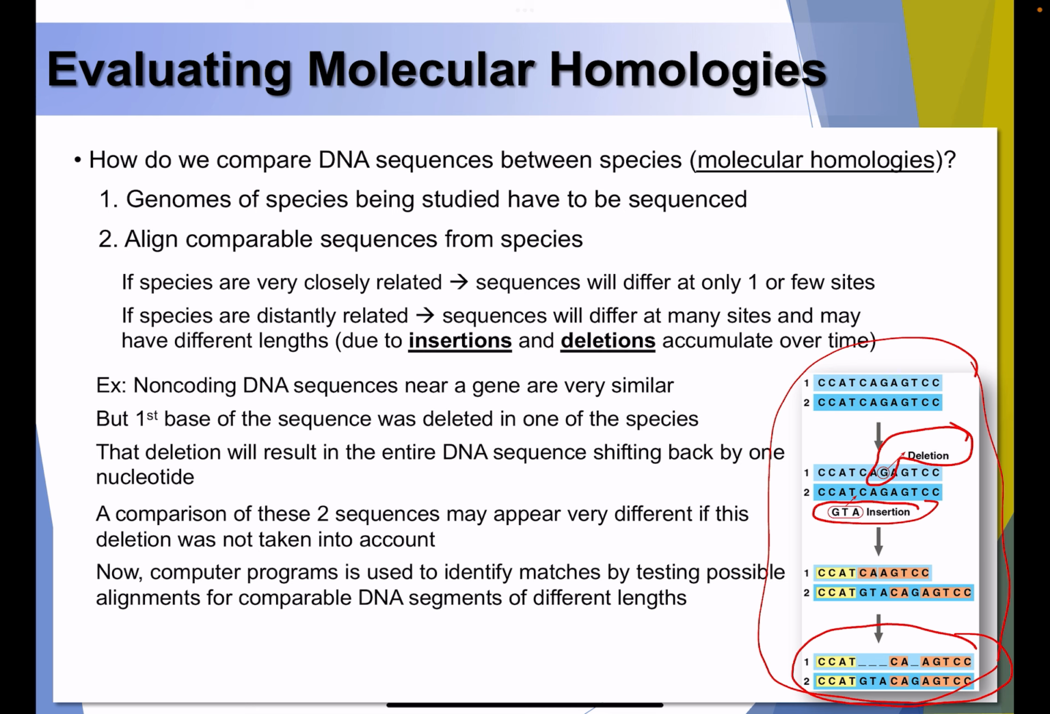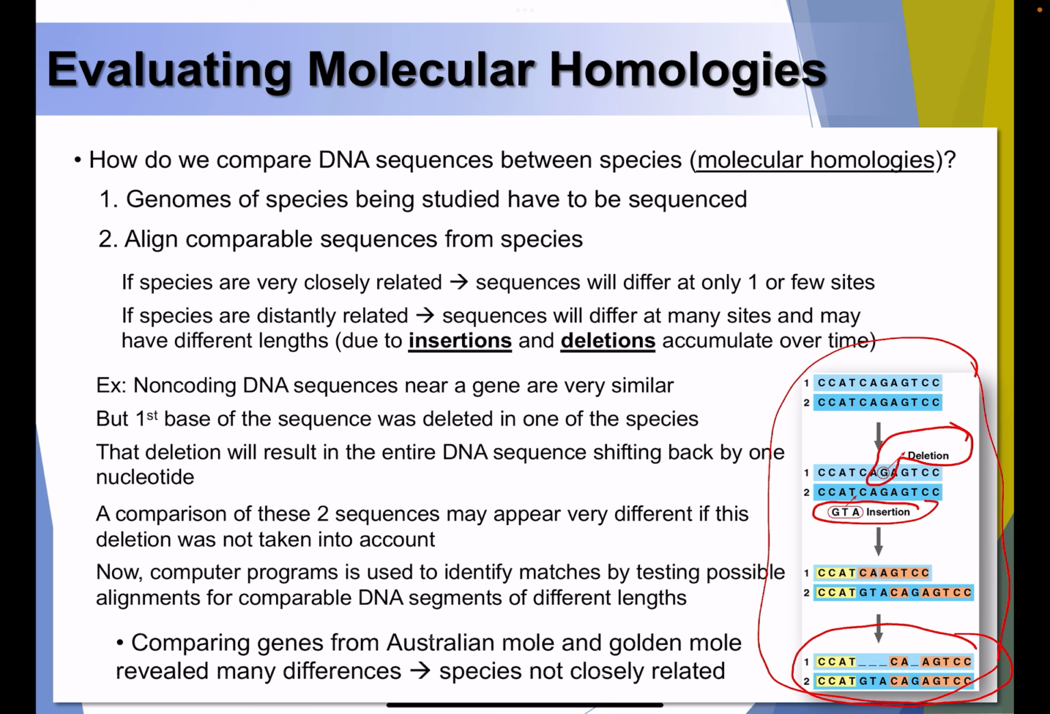So they did this type of DNA analysis with the Australian mole and the golden mole, and they actually reveal many differences. Okay, even with this computer program, they still have not found matching sequences like this a lot between these two particular species. So they have concluded that these two species are not closely related.